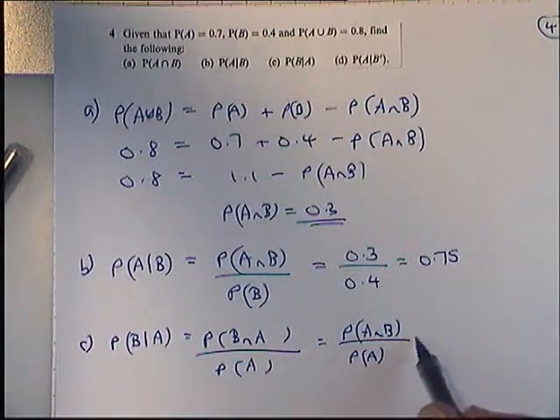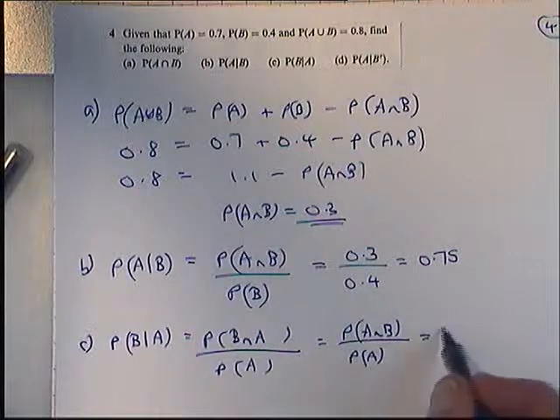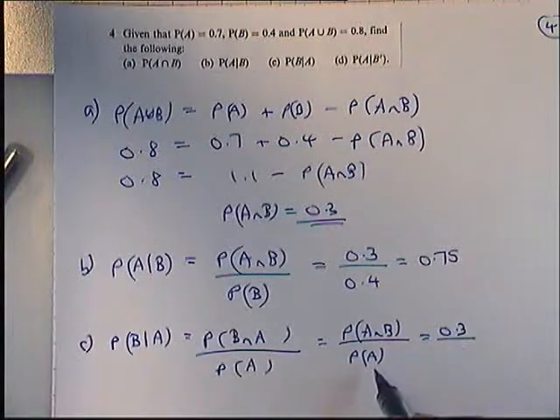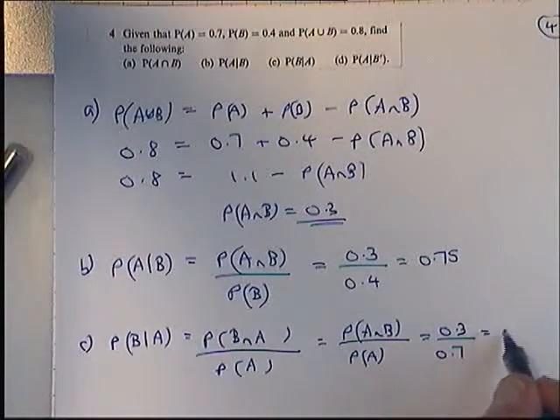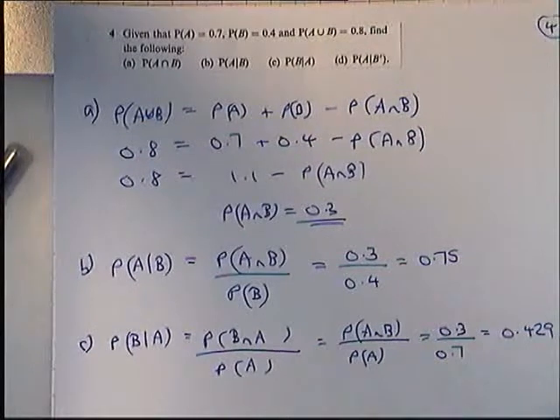So A and B, we already know, we have it here, that's 0.3. A was given to us in the question, it was 0.7. You can then work that out on a calculator if you want to. It's 0.429, I'll tell you that one, 0.429.